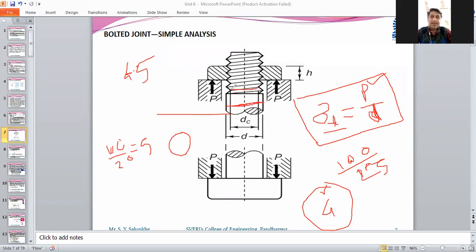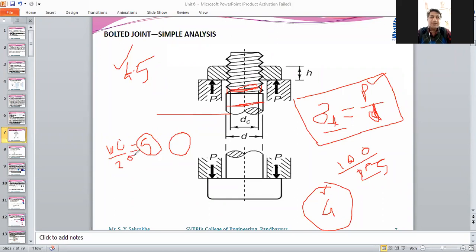In this case, apart from the stress concentration, the stress which will get induced will be 5 Newton per millimeter square, and allowable is 4.5. That's why you will say that this design is not safe. You have to increase what? You have to increase this diameter. Okay, that means you have to increase the root diameter or core diameter.